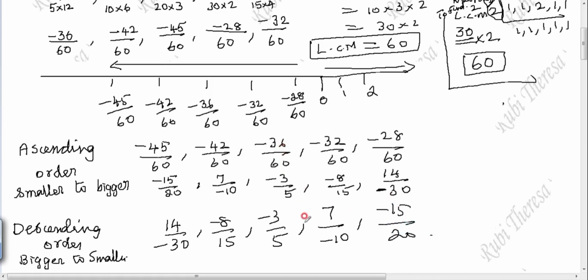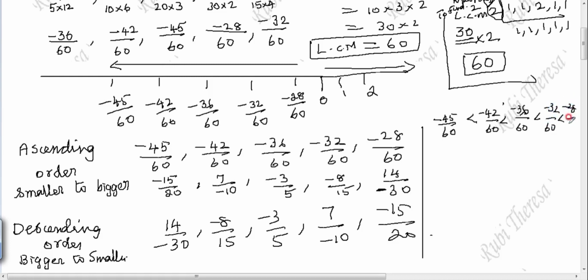So this is the easy way to write, but you have to understand the concept. Using the greater and smaller symbols: minus 45 by 60 is less than minus 42 by 60, then minus 42 by 60 is less than minus 36 by 60, minus 36 by 60 is less than minus 32 by 60, minus 32 by 60 is less than minus 28 by 60. Do you follow?